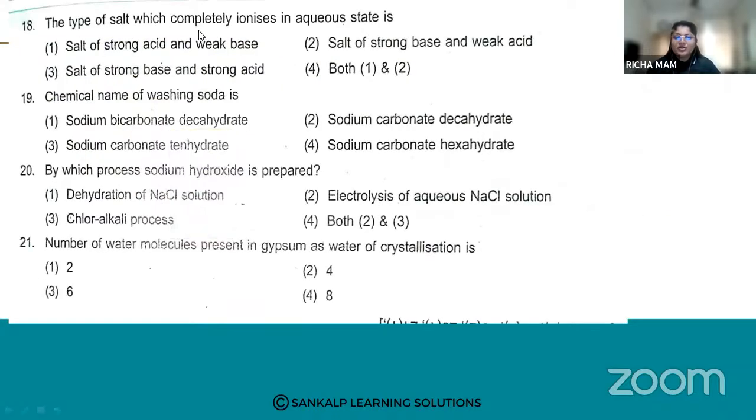The type of salt which completely ionizes in aqueous state is. First one, salt of strong acid and weak base. Second one, salt of strong base and weak acid. Third one, salt of strong base and strong acid. Fourth one, both 1 and 2.